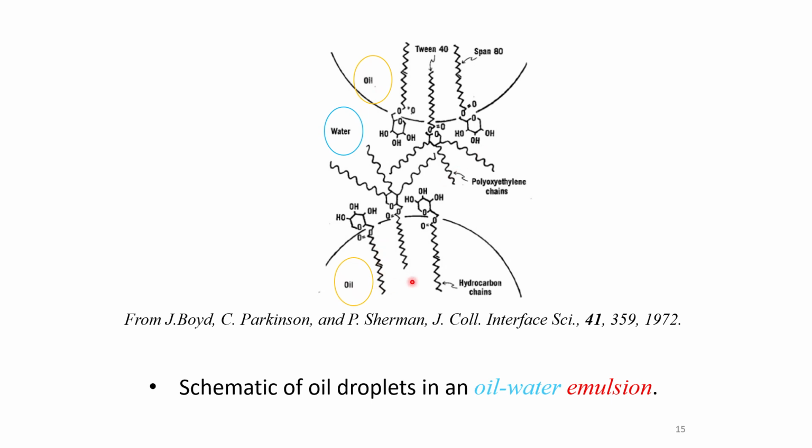The figure shows the orientation of surfactant Tween and Span molecules at the interface between oil and water. We can see that the hydrocarbon tails are pointing towards the oil phase, while the head groups are facing the water phase.